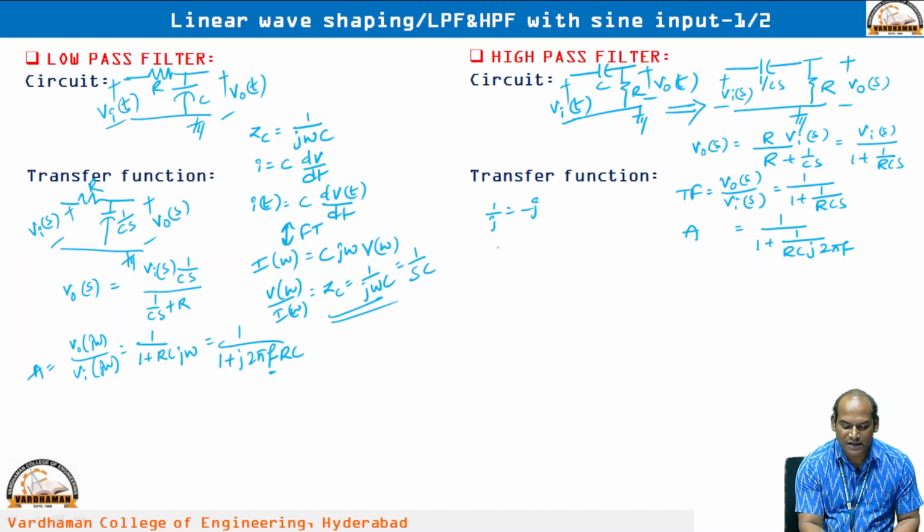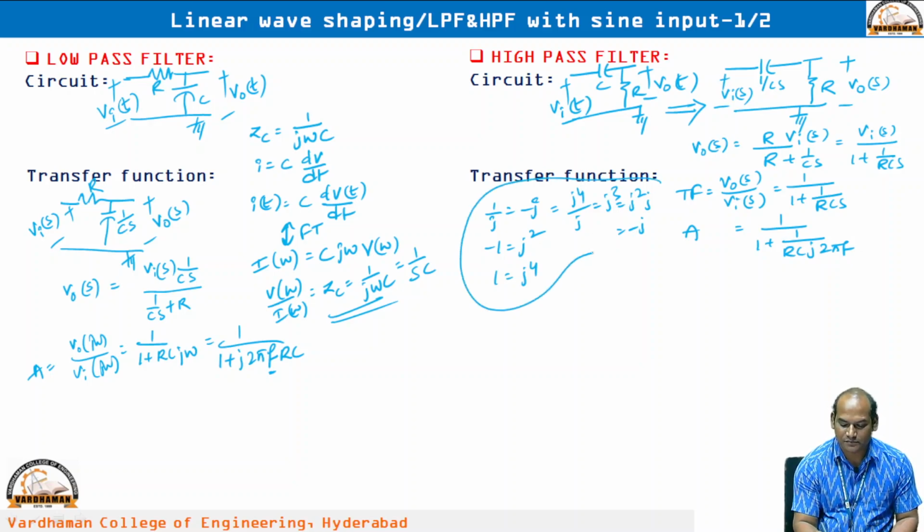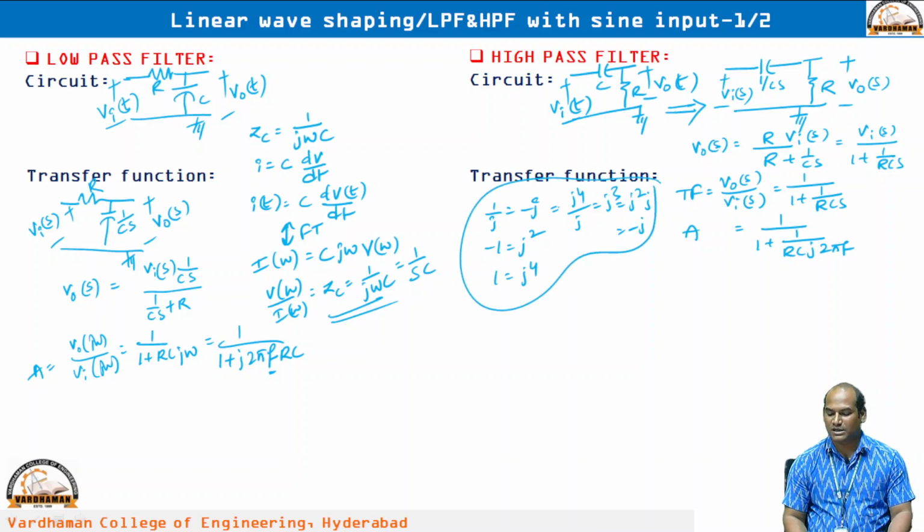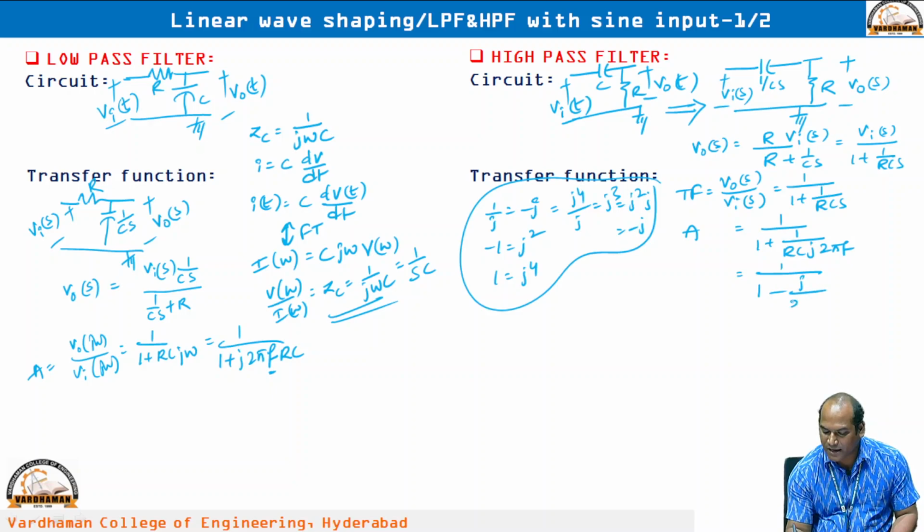Okay. How did we get this one? Minus 1 means j square, that means plus 1 means j power 4. So, here we can write 1 means j power 4 by j, that is j cube, that is j square into j square by j, that is minus j. So, like this we can tell 1 by j means minus j, remember that one. So, I am replacing that one. So, 1 by 1 plus 1 by j means minus j, by 2 pi f RC.